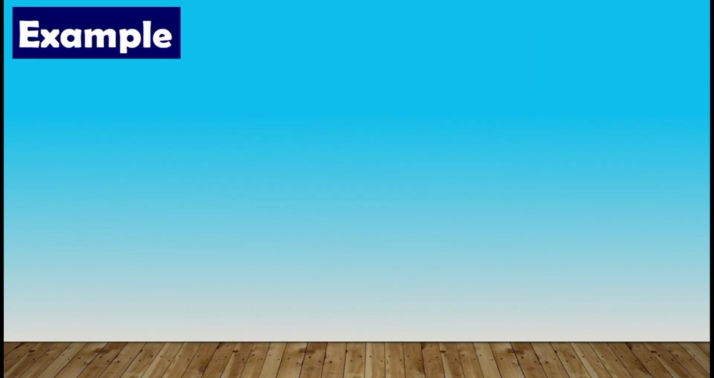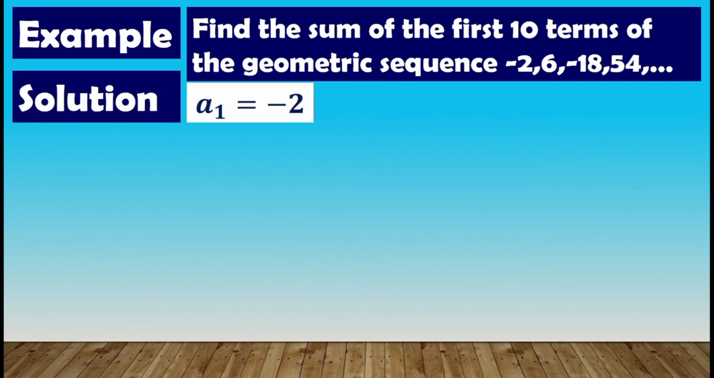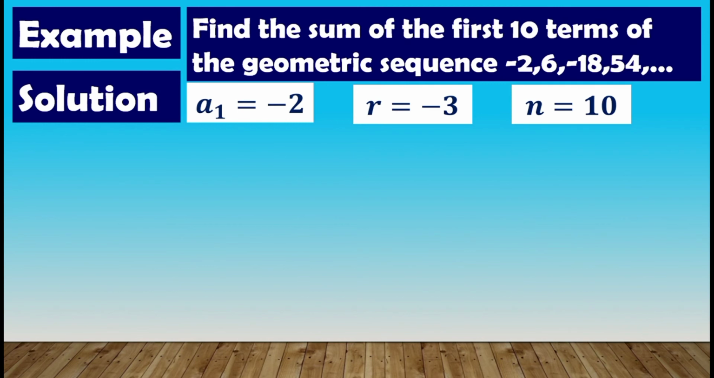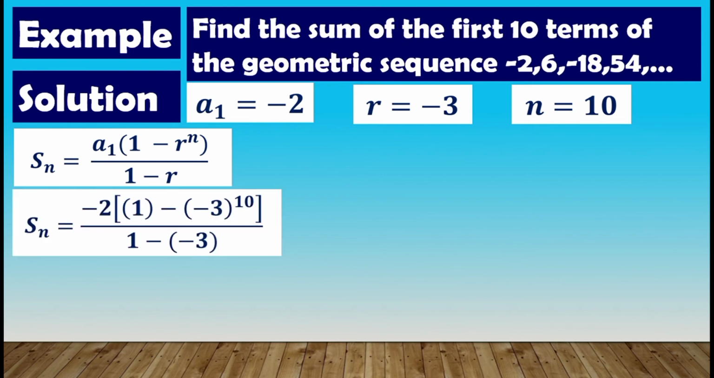Let us have our first example. Find the sum of the first 10 terms of the geometric sequence, -2, 6, -18, 54, ellipsis. In this given sequence, first term is equal to -2, ratio is -3, and the number of terms is 10. Substitute these values in our existing formula. S sub n is equal to a sub 1 times the quantity 1 minus r raised to n all over 1 minus r. Substitute a sub 1, which is -2, ratio, which is -3, and number of terms, which is equal to 10. Then simplify.